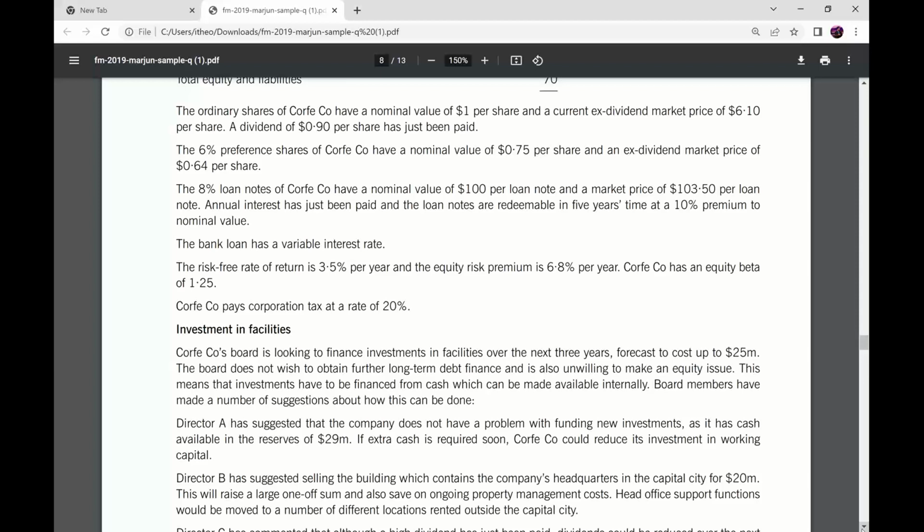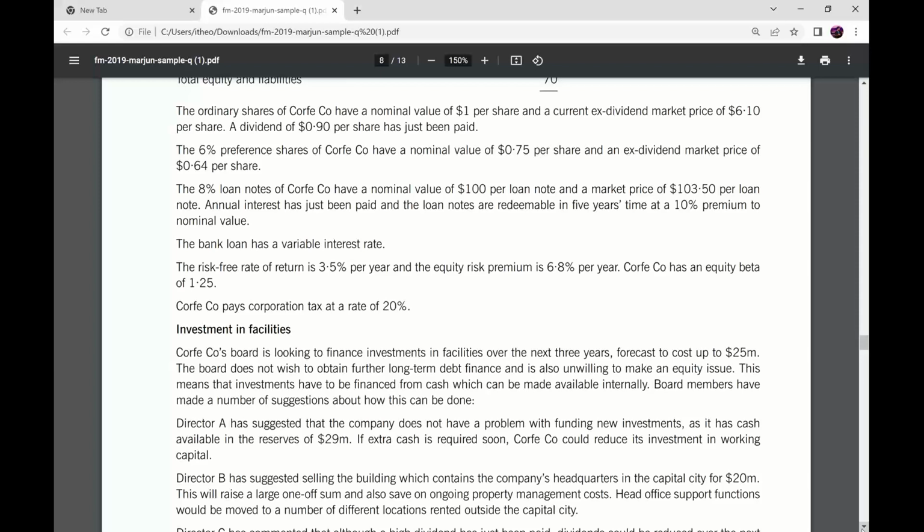The 6% preference shares of Corfe company have a nominal value of 0.75 per share and market price of 0.64 per share. Don't mix these two statements. In the above paragraph, the ordinary shares have a par value of 1 and market price of 6.1, and a dividend of 0.9 has just been paid. Now its preference shares have a nominal value of 0.75 per share and market price of 0.64 per share.